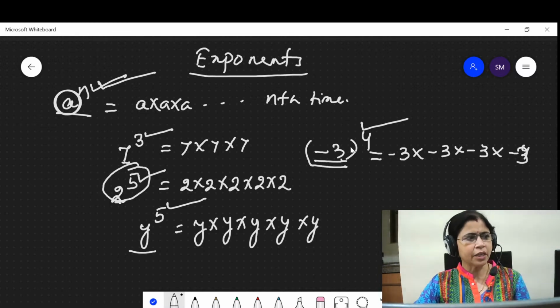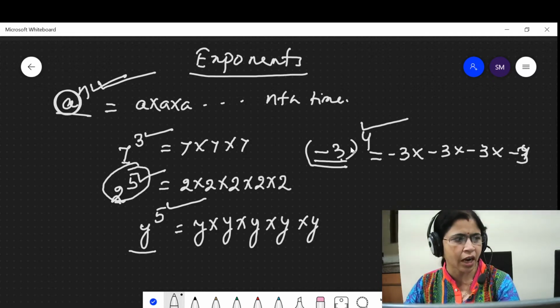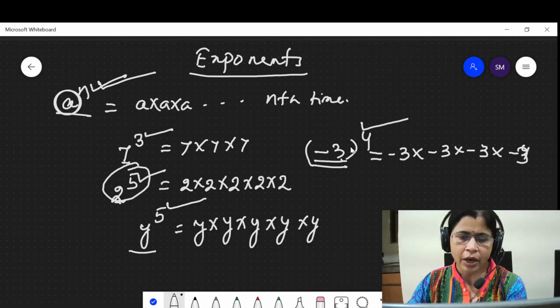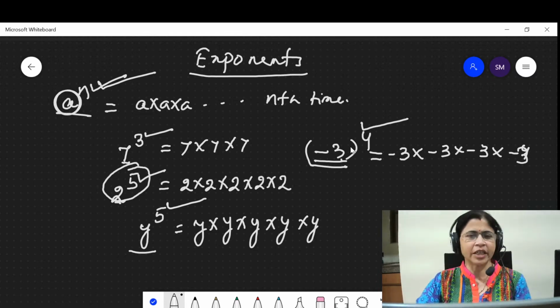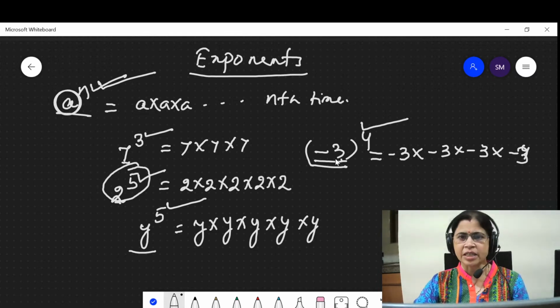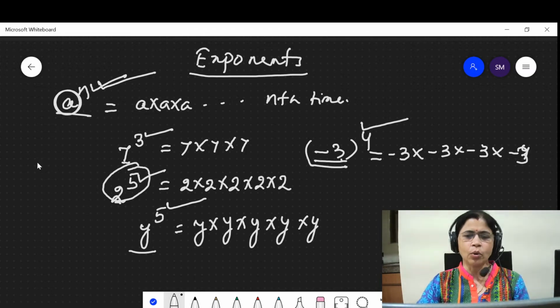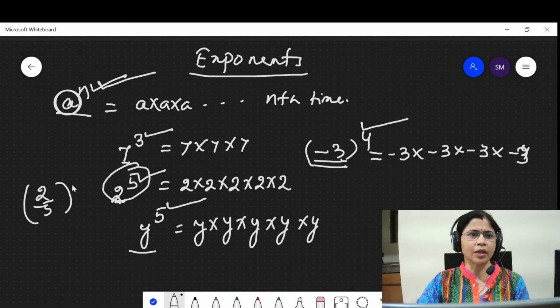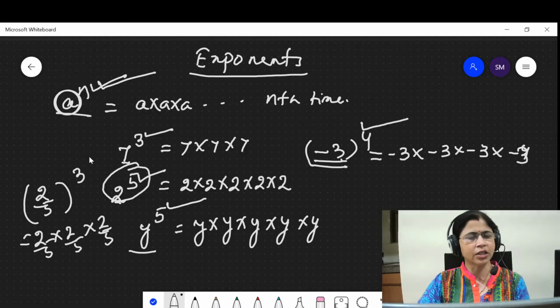Then the positive integer exponents of a rational number. The exponent is a positive integer and we take a rational number, suppose 2 upon 5. 2 upon 5 to the power 3 means multiply 2 upon 5 3 times. Here 2 upon 5 is called the base and 3 is called the exponent.